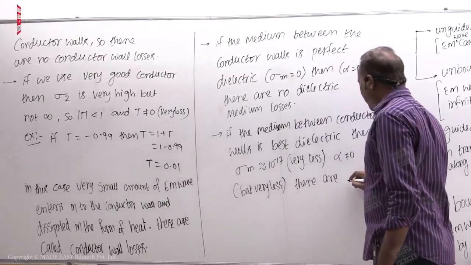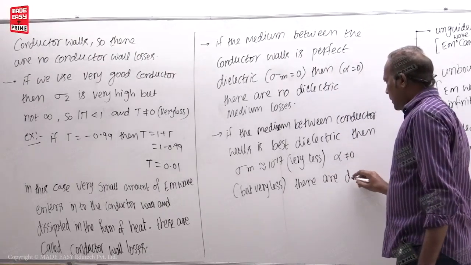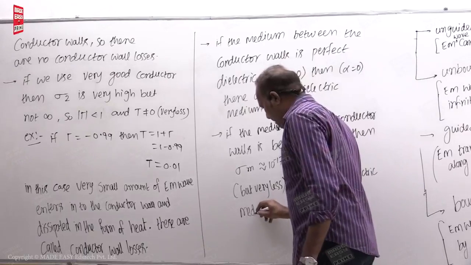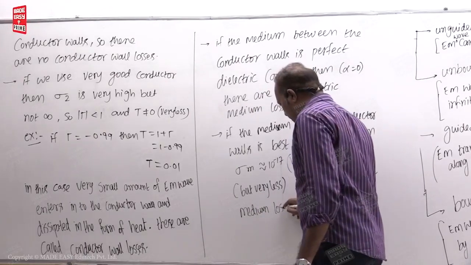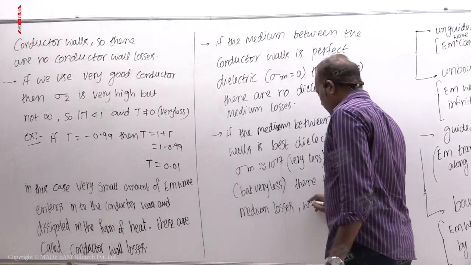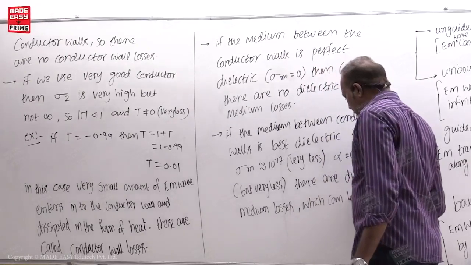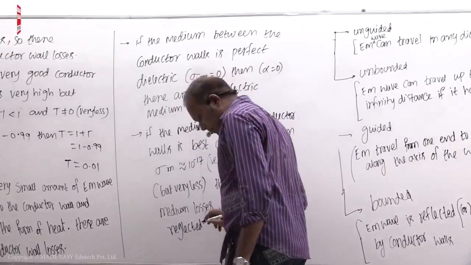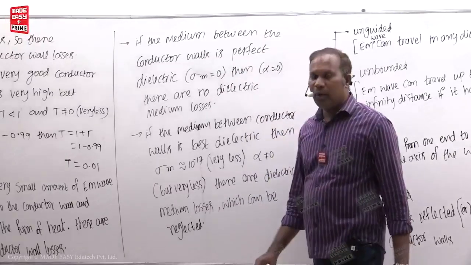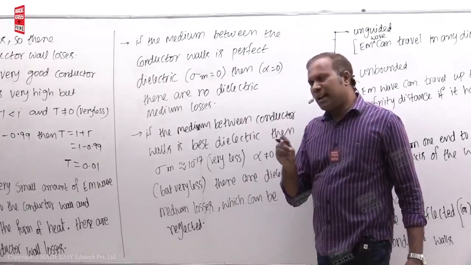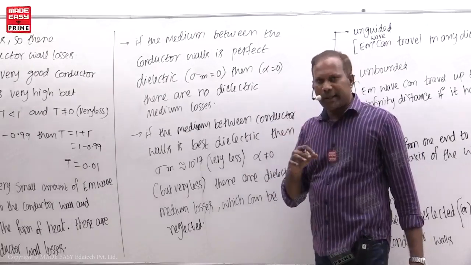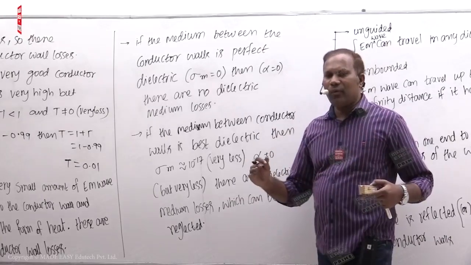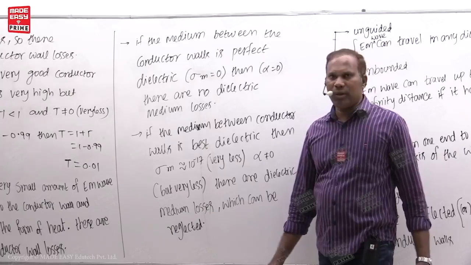There are dielectric medium losses which can be neglected. I told you why we can neglect. So very small dielectric losses are there, very small conductor losses are there, but we can neglect them because we are not going to use the waveguide for longer distances, kilometers we will not use.